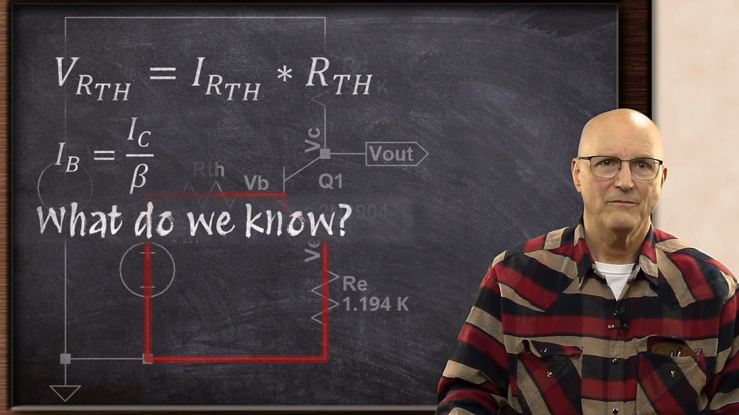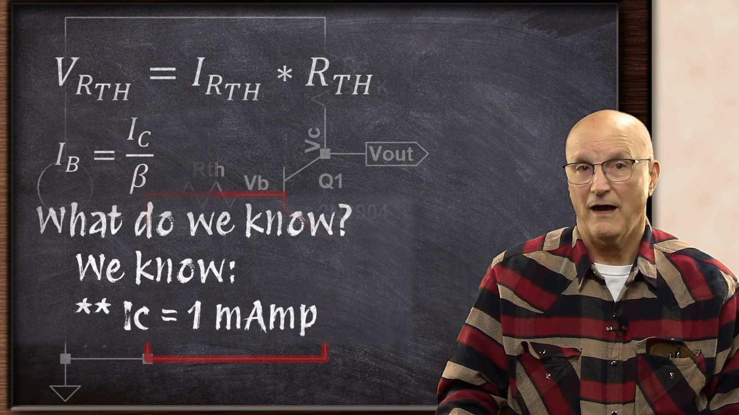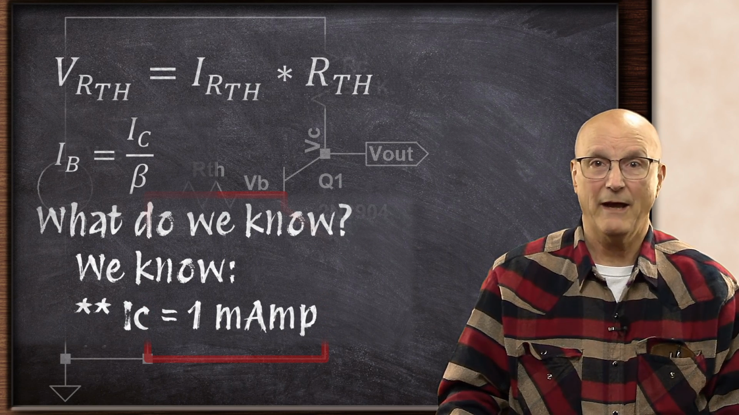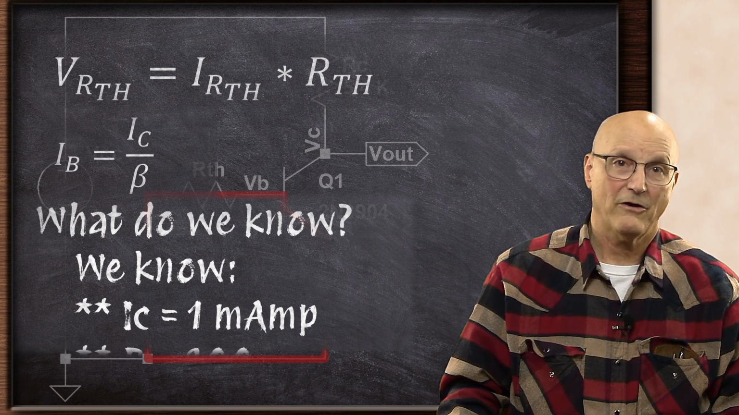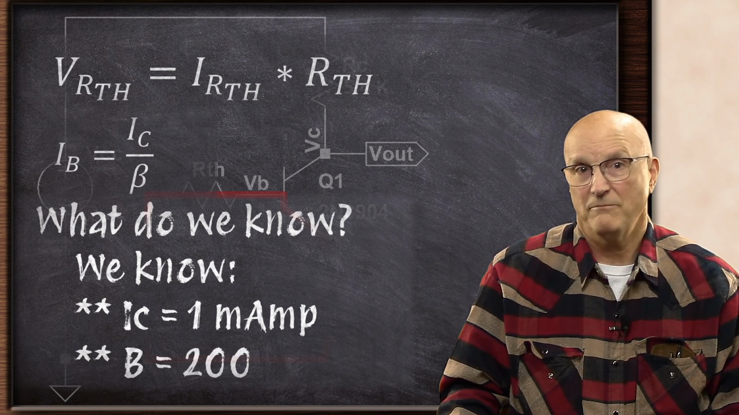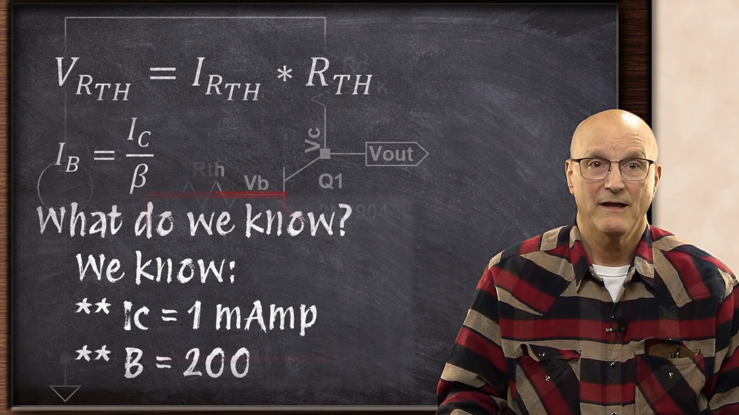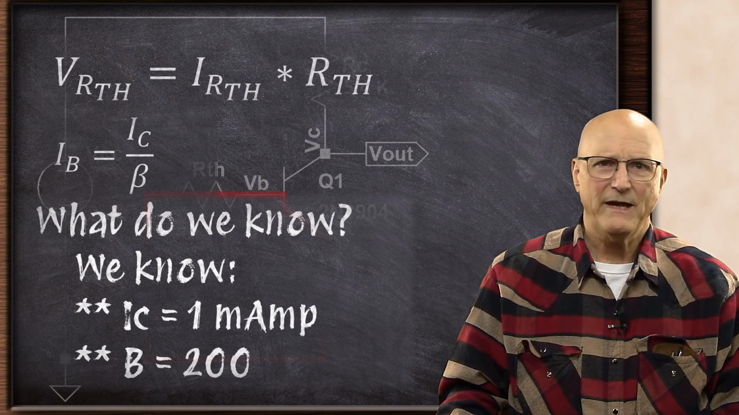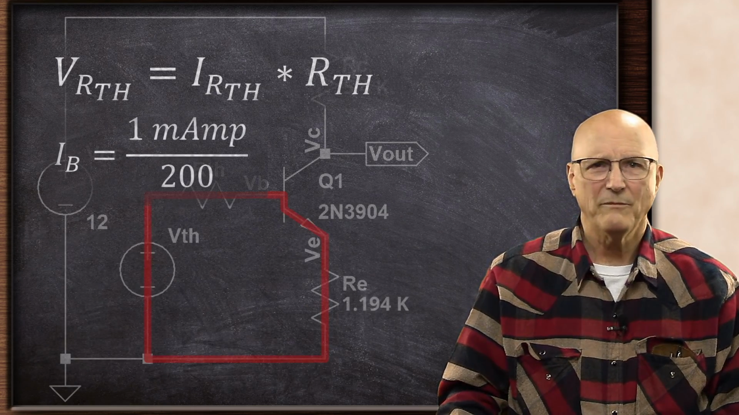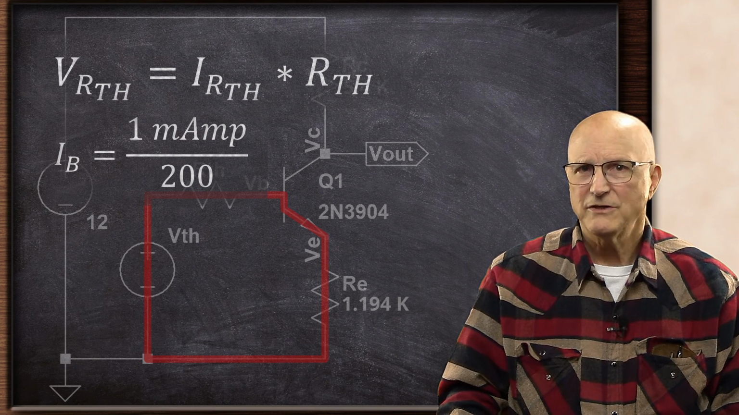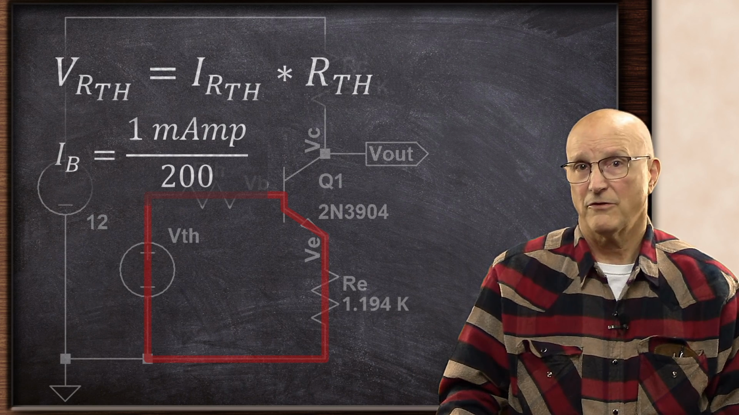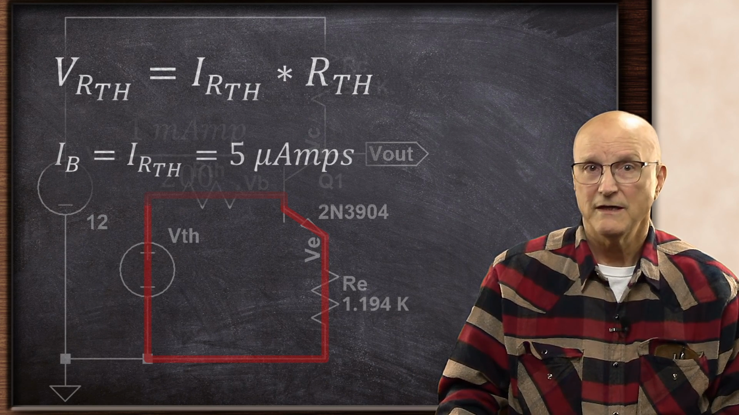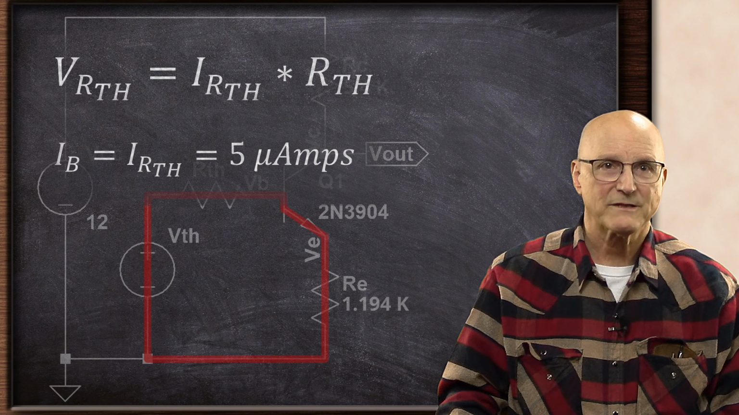So what do we know? We know the collector current, IC, is equal to 1 milliamp per our design constraints. And we know the DC current gain, beta, is 200, by our assumptions. And this gives us a base current equal to 1 milliamp divided by 200. So our base current, and thus the current through the Thevenin resistance, is equal to 5 microamps.